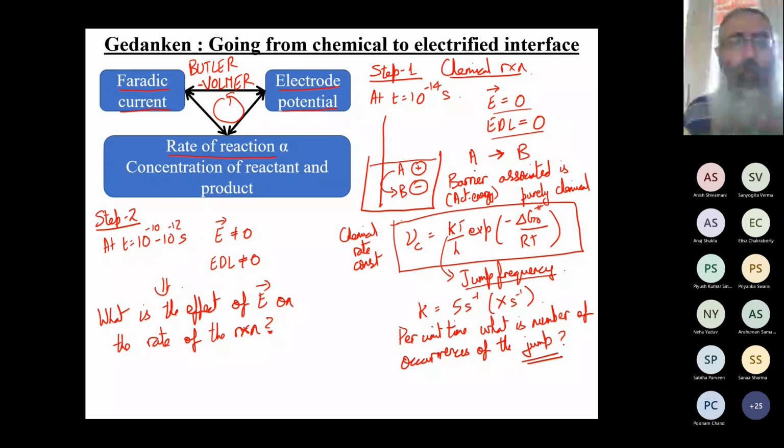Are you able to follow the kind of argument that is being made, the flow of the argument rather? The direction in which we are trying to take this forward. Is this clear?